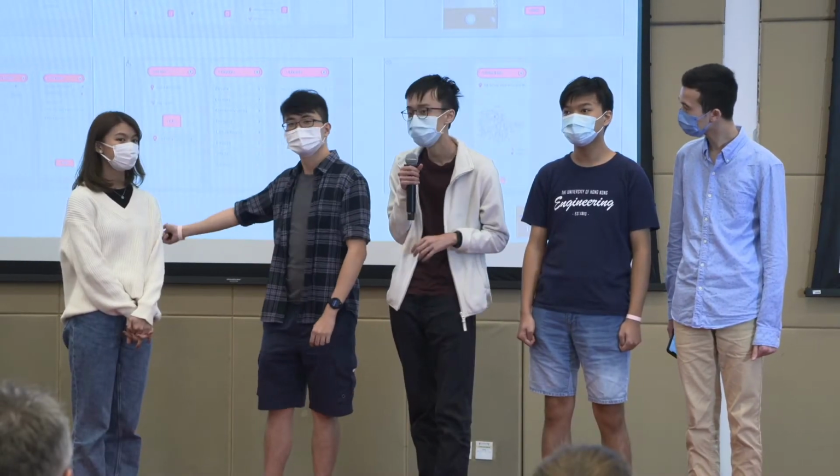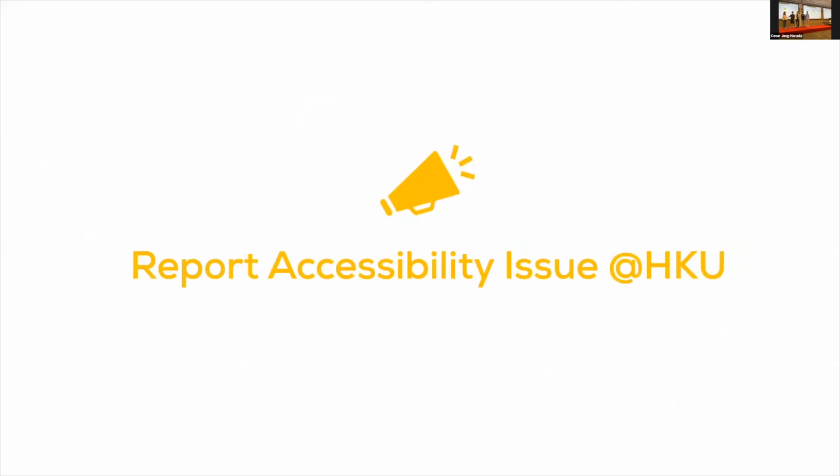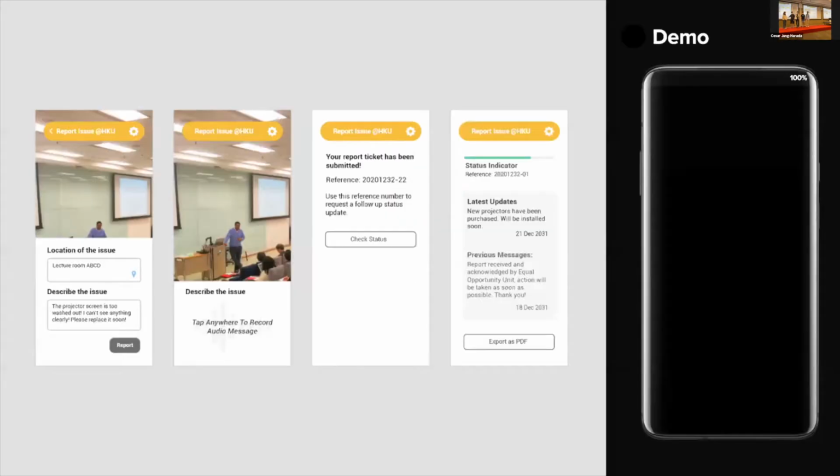We have also designed a feature to report accessibility issues, which allows the user to report inconveniences and inaccessibility on campus. They can provide a voice description or text description. After that, the reported issue can be tracked using a status indicator.